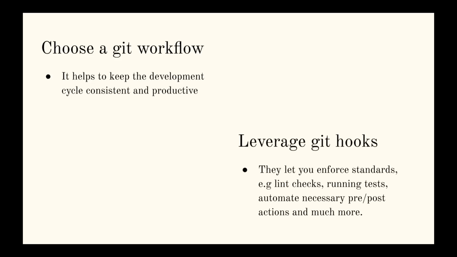So when you push the code, before pushing, it could check if the code has passed all those checks, and then only it will push. If not, then it will prevent you from pushing, and it will let you know what the problems are, and you would be able to fix it. So it really saves time and prevents others from getting wrong or bad commits. Also, you can run tests, automate other necessary pre-post actions, and there are much more. So this is one good thing to look at.